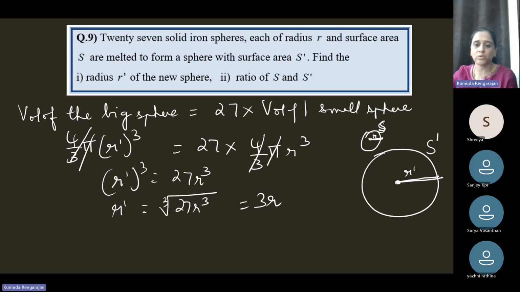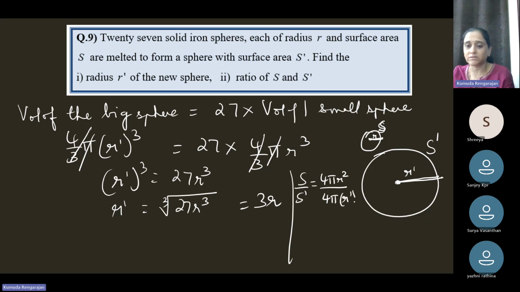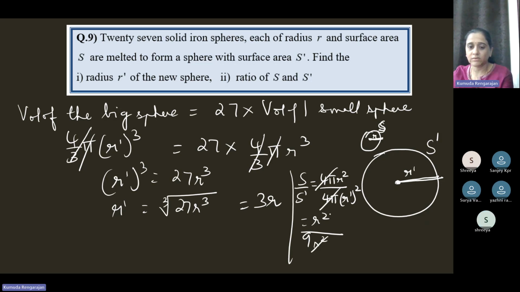Now you need to find the ratio S to S dash. S to S dash is 4 pi R square by 4 pi R dash square. So R square by, what is R dash? 3R. So 3R into 3R, 9R square. 1 is to 9 is the ratio.